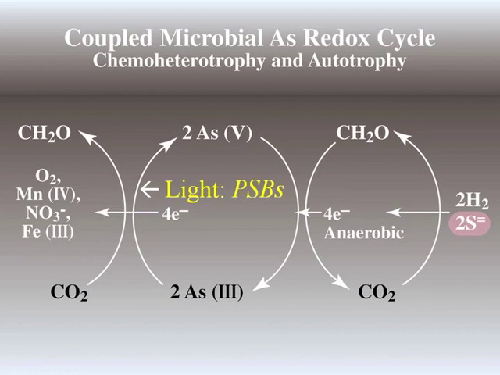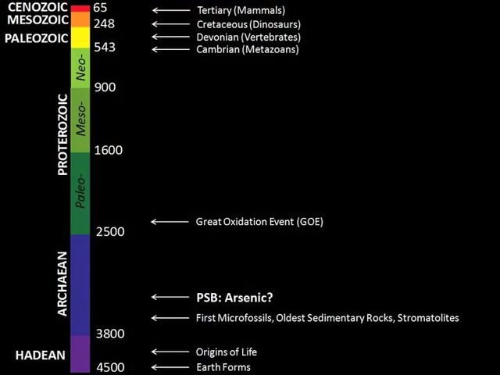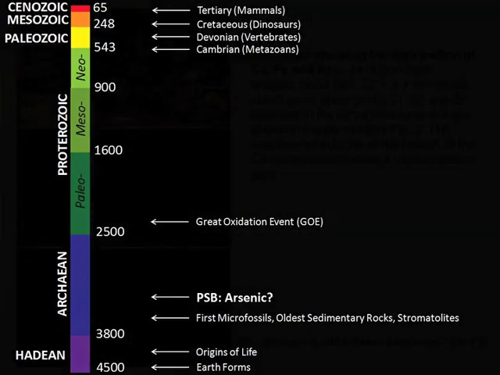So we were pretty excited about 2 or 3 months ago. And this just kind of summarizes the idea that photosynthetic arsenic bacteria may have been active during the early Archean as a possible metabolic source for life prior to the oxygenation of the Earth's atmosphere.